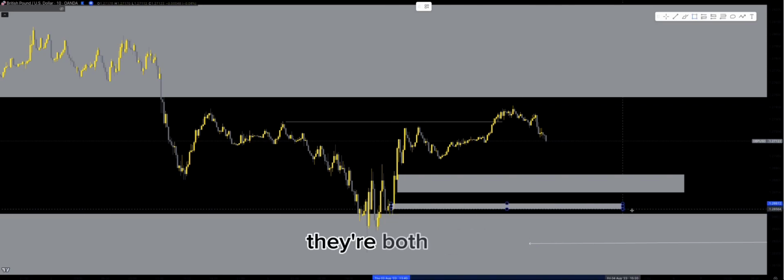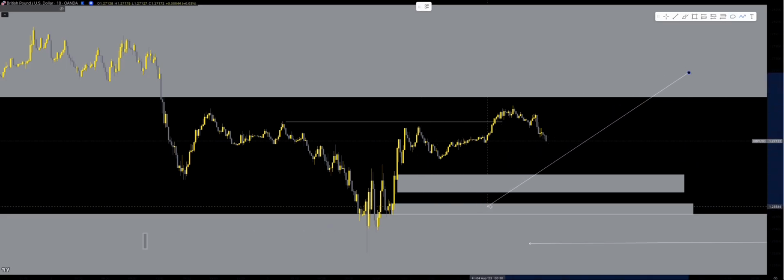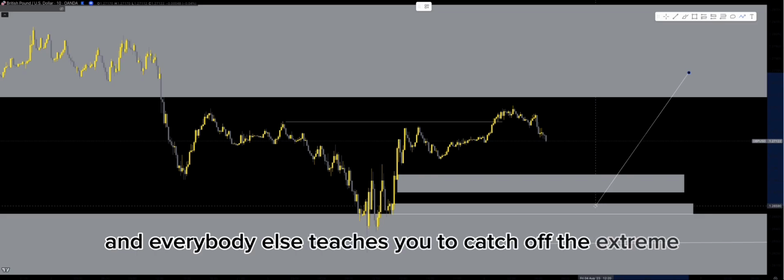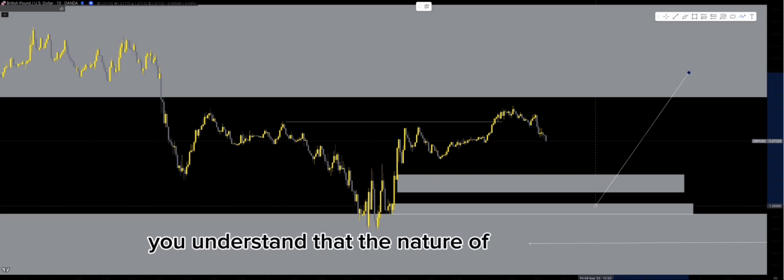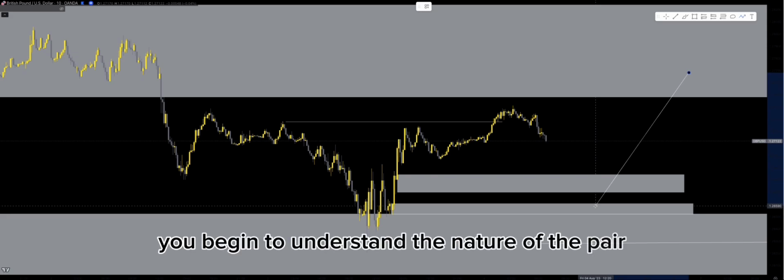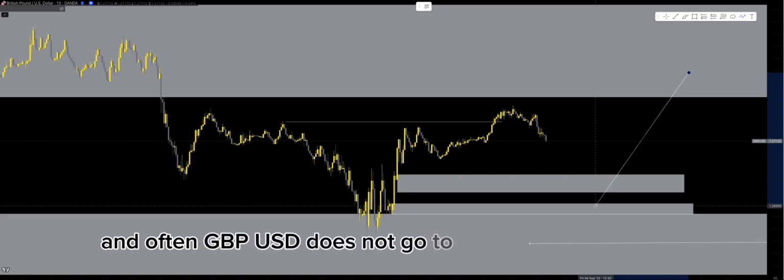That's when I saw this order block right here and another one right here. They're both very, very valid. However, I noticed that on GU, often it doesn't like to go to the extreme zone. I know everybody else thinks you're going to catch off the extreme and everybody else teaches you to catch off the extreme. But often some pairs just don't do that. And if you backtest it enough, you begin to understand the nature of the pair. And often GBP USD does not go to the extreme zone.